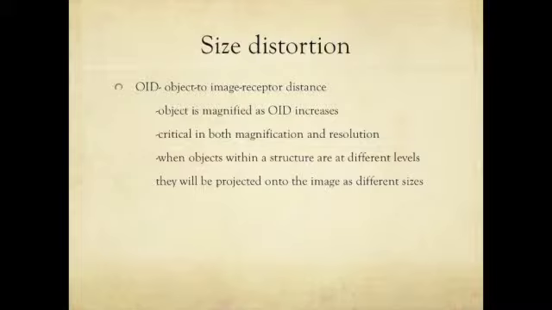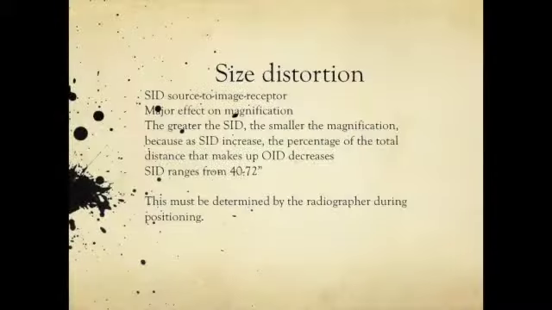When objects within a structure are at different levels, they will be projected onto the image as different sizes. Size distortion also includes SID. SID stands for source to image receptor distance. The major effect is magnification. The greater the SID, the smaller the magnification, because as SID increases, the percentage of the total distance that makes up OID decreases. SID ranges from 40 to 72 inches. This must be determined by the radiographer during positioning.